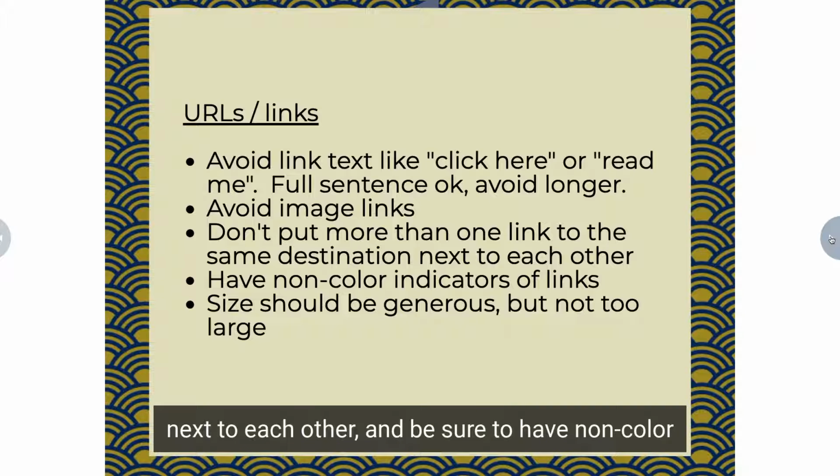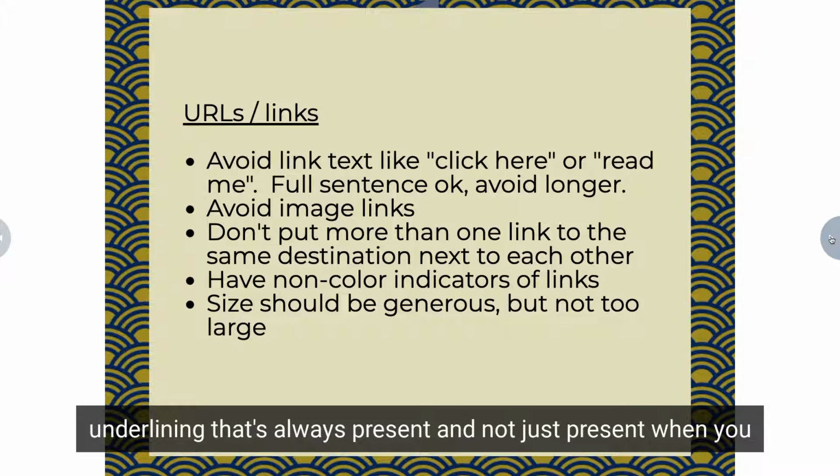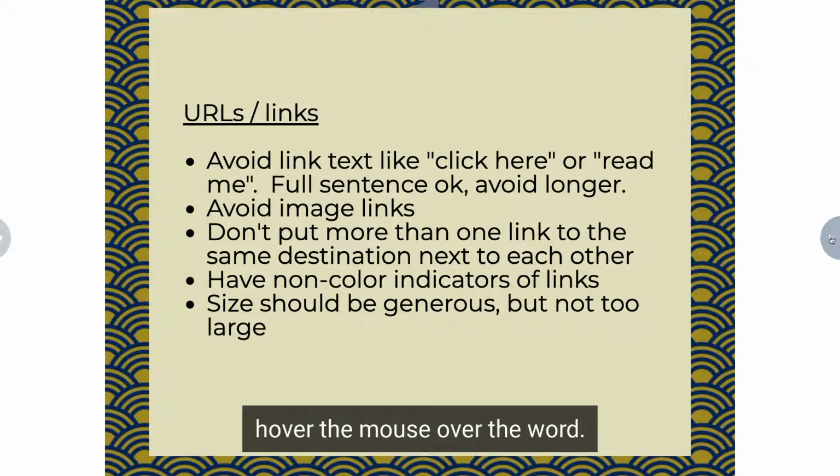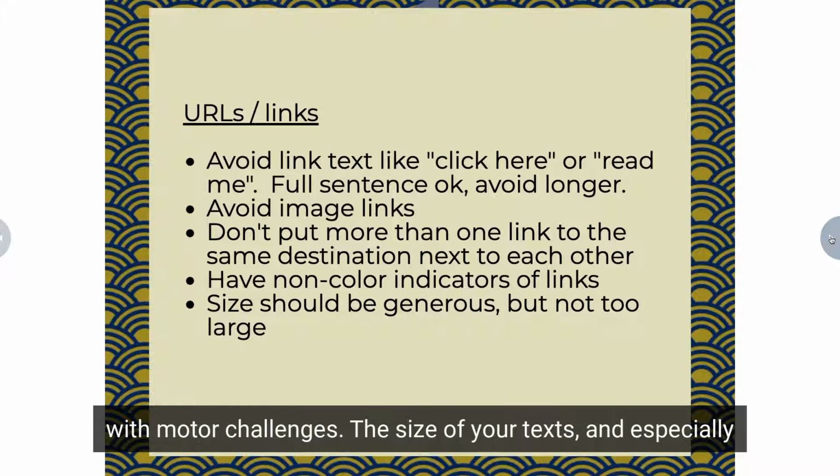And be sure to have non-color indicators of links, for example, underlining, that's always present and not just present when you hover the mouse over the word. This is especially useful not only for people using screen readers, but also for people with motor challenges.